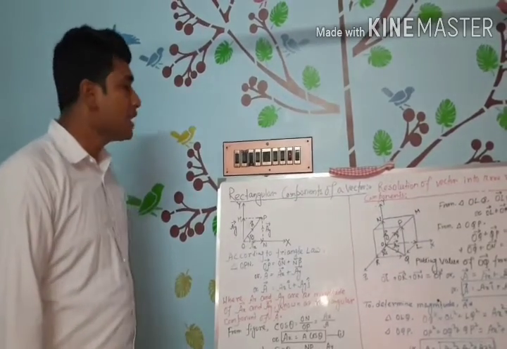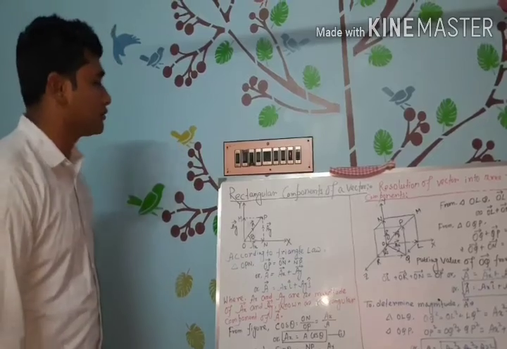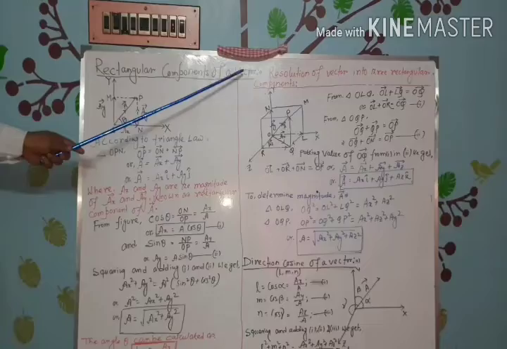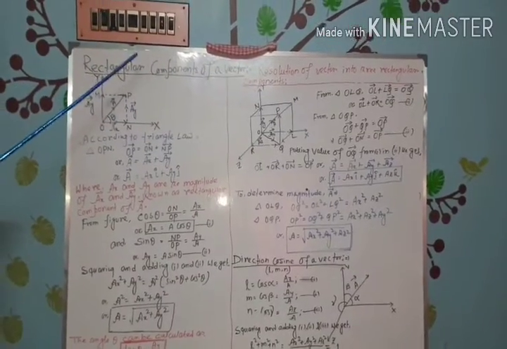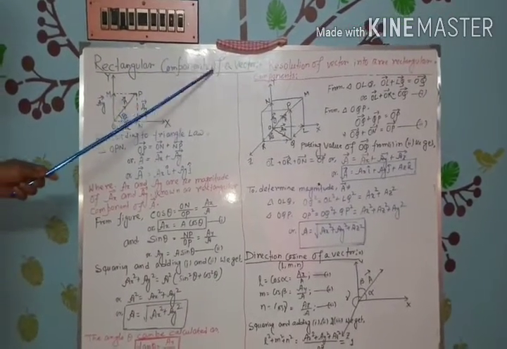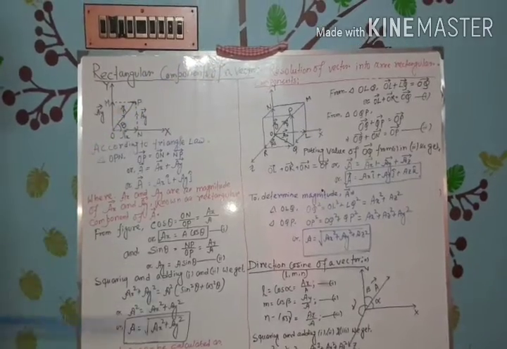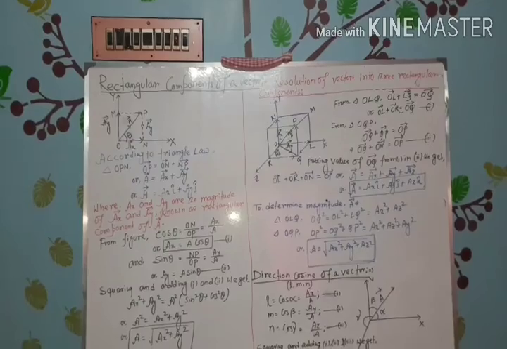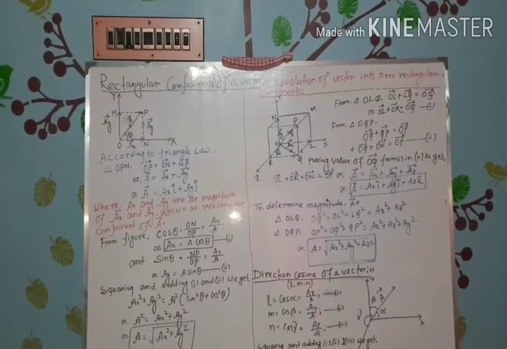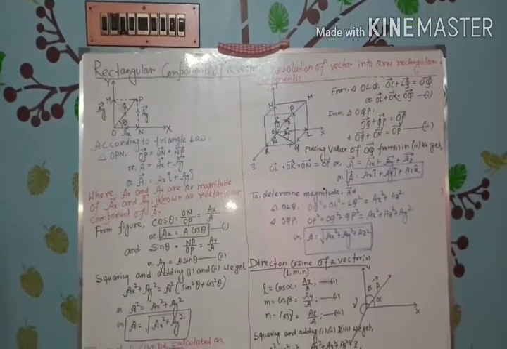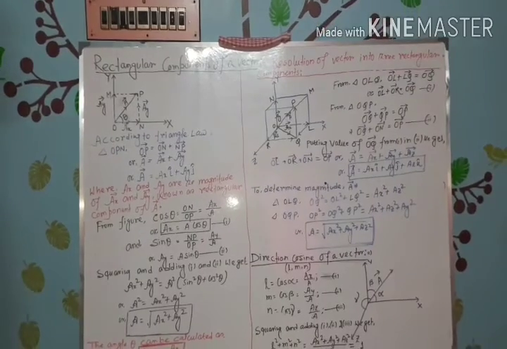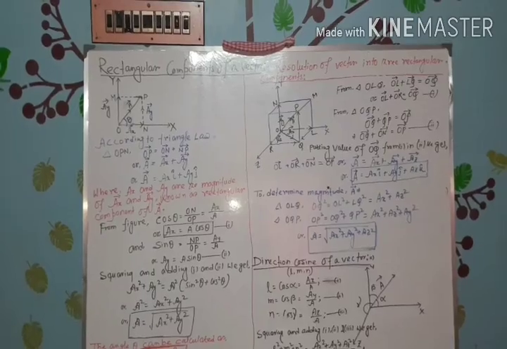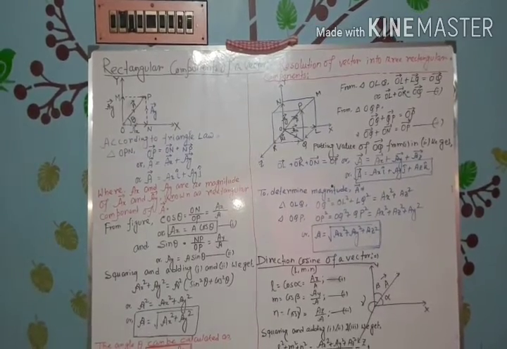Today, I'll start with the concept of rectangular component of a vector. So what do you mean by rectangular component of a vector? Whenever a vector is resolved into two components in such a way that the two components are perpendicular to each other, then these two components are known as the rectangular components of the vector.